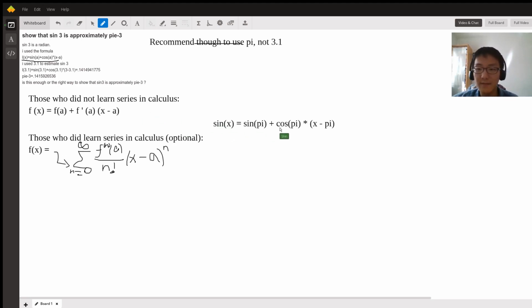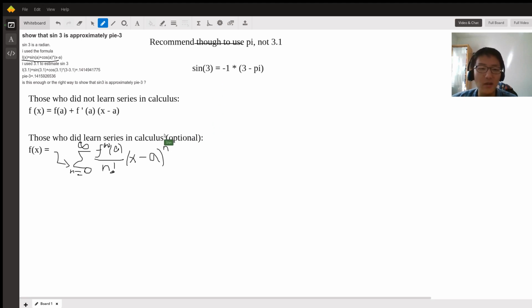So in effect, this function is exactly what you just wrote here. If we want to know what sine of 3 is, we could simply substitute x for 3. Sine of pi is 0, cosine of pi is -1. And then this number itself is already pi minus 3. So you basically got it right. It is correct. It's just that I recommend using pi and not 3.1 only because it's easier to calculate sine of pi and cosine of pi.